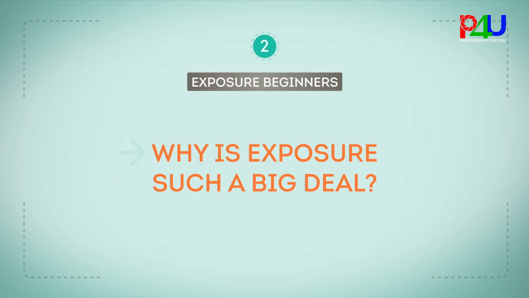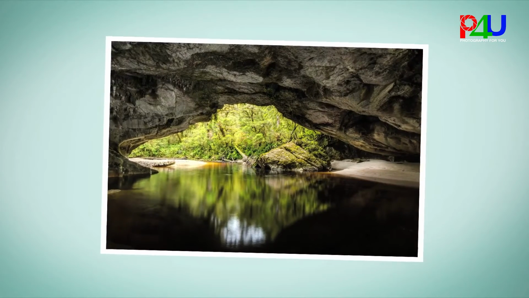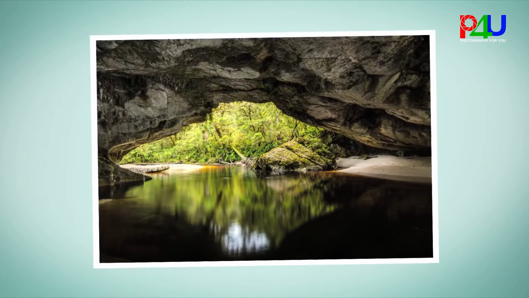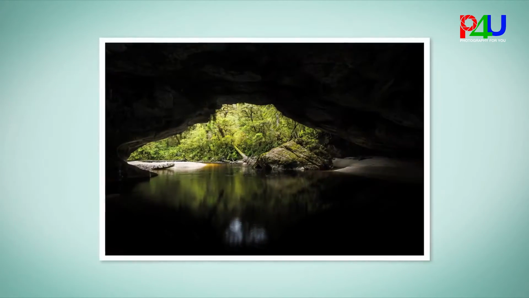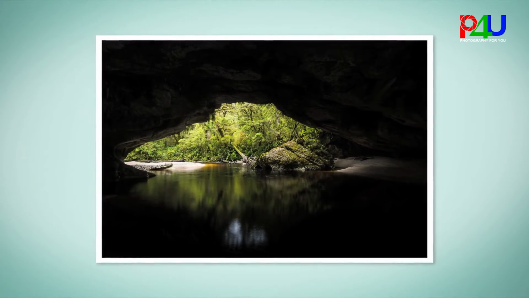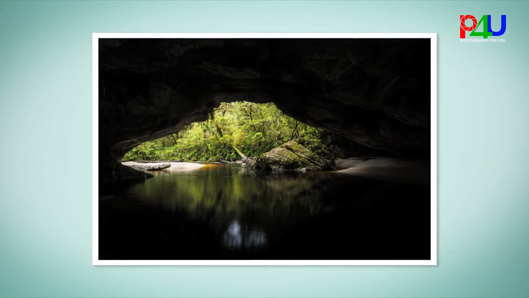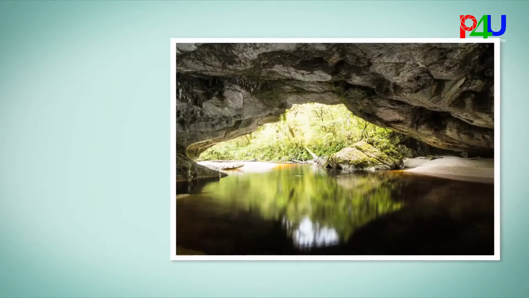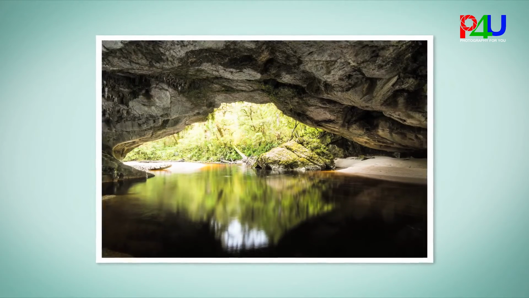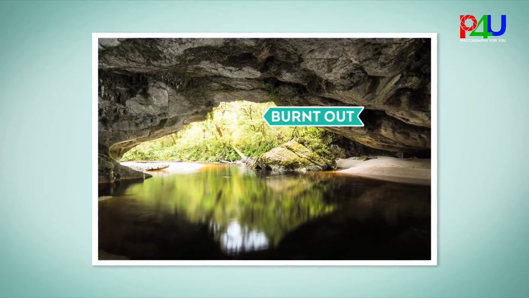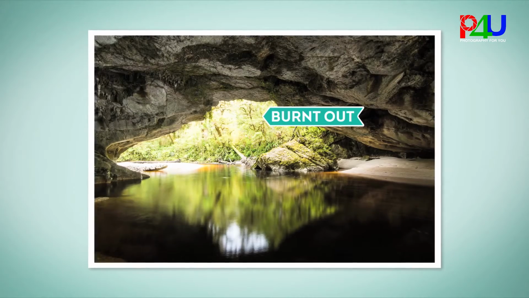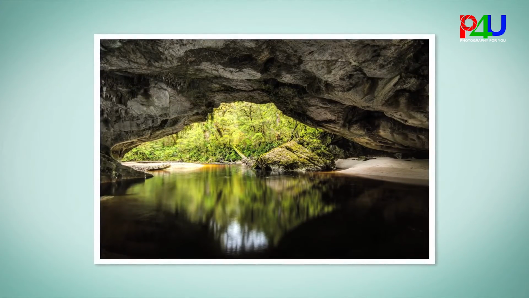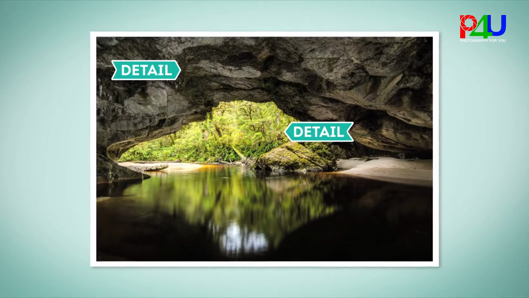So why is exposure such a big deal? Exposure is not just about how bright the image appears. Good exposure gives great details. Let's take a closer look. Take this underexposed image, for example. While the details in the bright areas are visible, they are lost in the darker areas. While in this overexposed image, the details are burnt out and lost in the brighter areas and retained in the dark areas. However, in this correctly exposed image, the details are visible throughout both shadow and highlight areas.